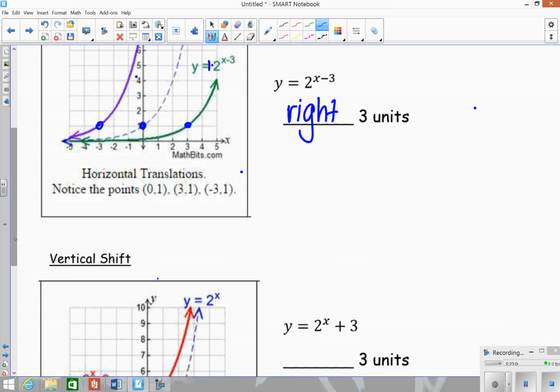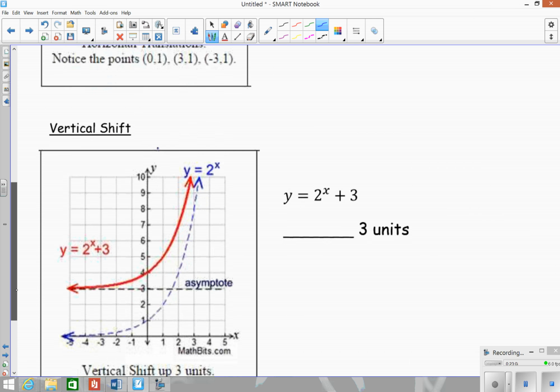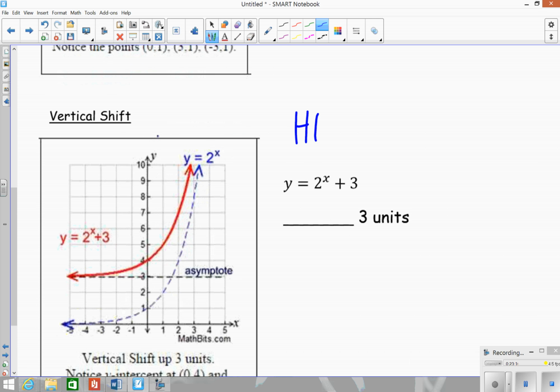So the next thing is, what if it's a vertical shift? If we're thinking about HIVO, well, vertical is on the outside. So that plus 3 is now on the outside of the function, meaning it's not part of the exponent. So when you do a vertical shift, it's the same as what you would think. Plus 3 really means you're going to go up 3. So vertical means up or down, horizontal means left or right.